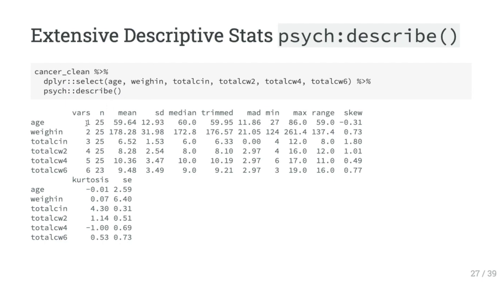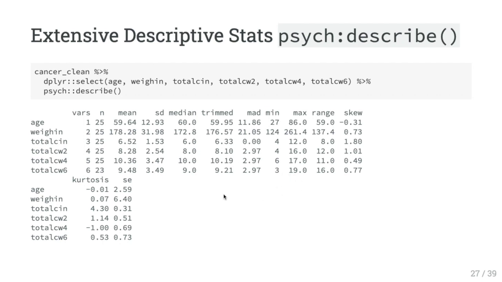So here, age, we have 25 complete cases. The mean is 59.6. The SD is 12.9. The median is 60. So the mean and median are very close to each other, which would suggest the distribution is symmetrical. We also can look at the skew to see that. And it says it is. It's not bigger than +2 or lower than -2. And kurtosis is really small too. So age is really normally distributed. And we could do that for all of these other variables as well.